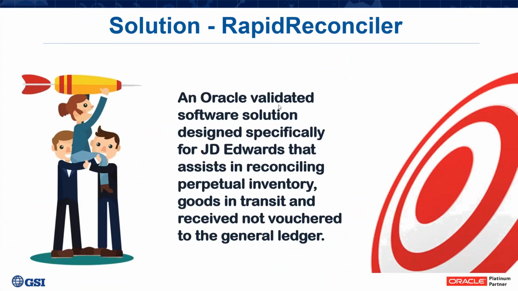Now, our solution, which is called RapidReconciler, we have validated with Oracle. It's designed specifically for J.D. Edwards. We are capable of reconciling your perpetual inventory. We have a custom-built goods in transit reconciler that works very well. And we can also reconcile the received not vouchered. But today we're just going to focus on the perpetual inventory.